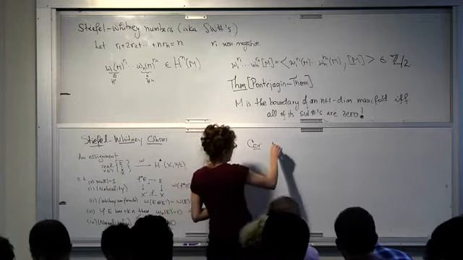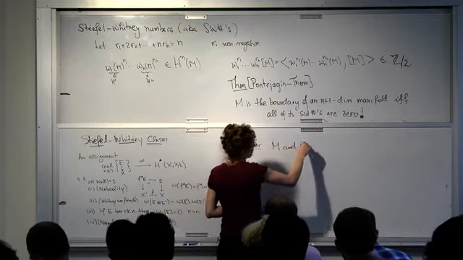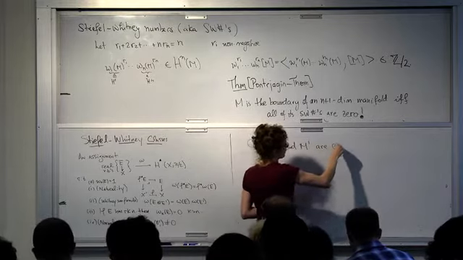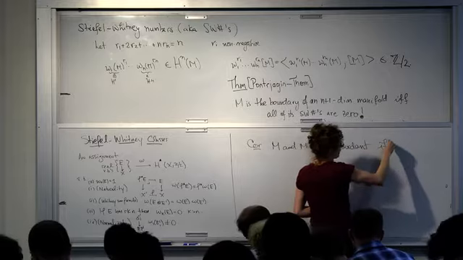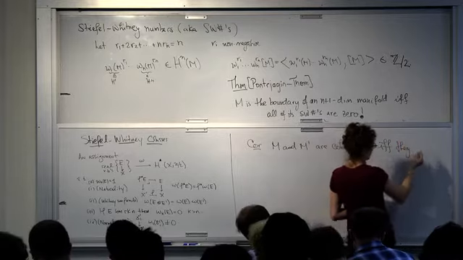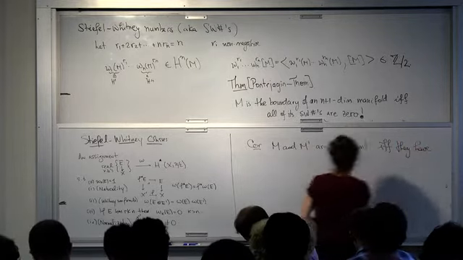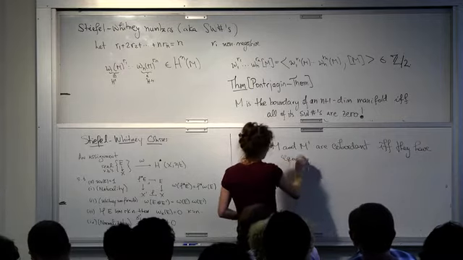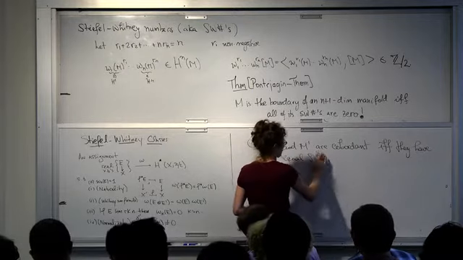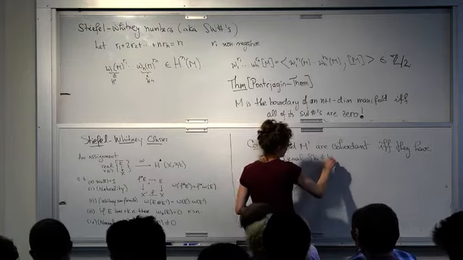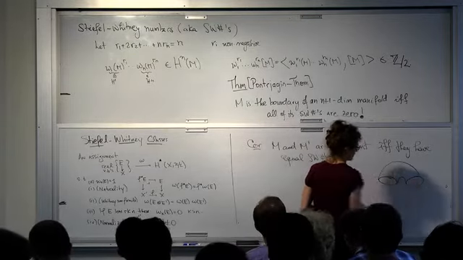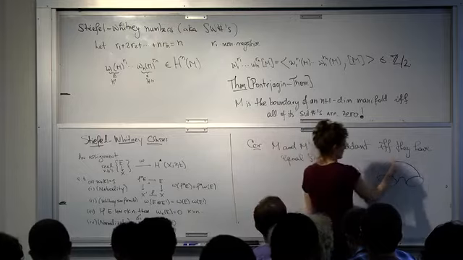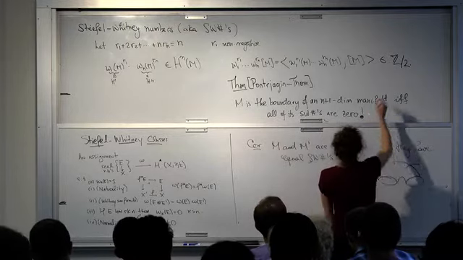So corollary: M and M prime are cobordant if and only if they have the same Stiefel-Whitney numbers, have equal Stiefel-Whitney numbers. You guys see that? So the picture is, that's the boundary.